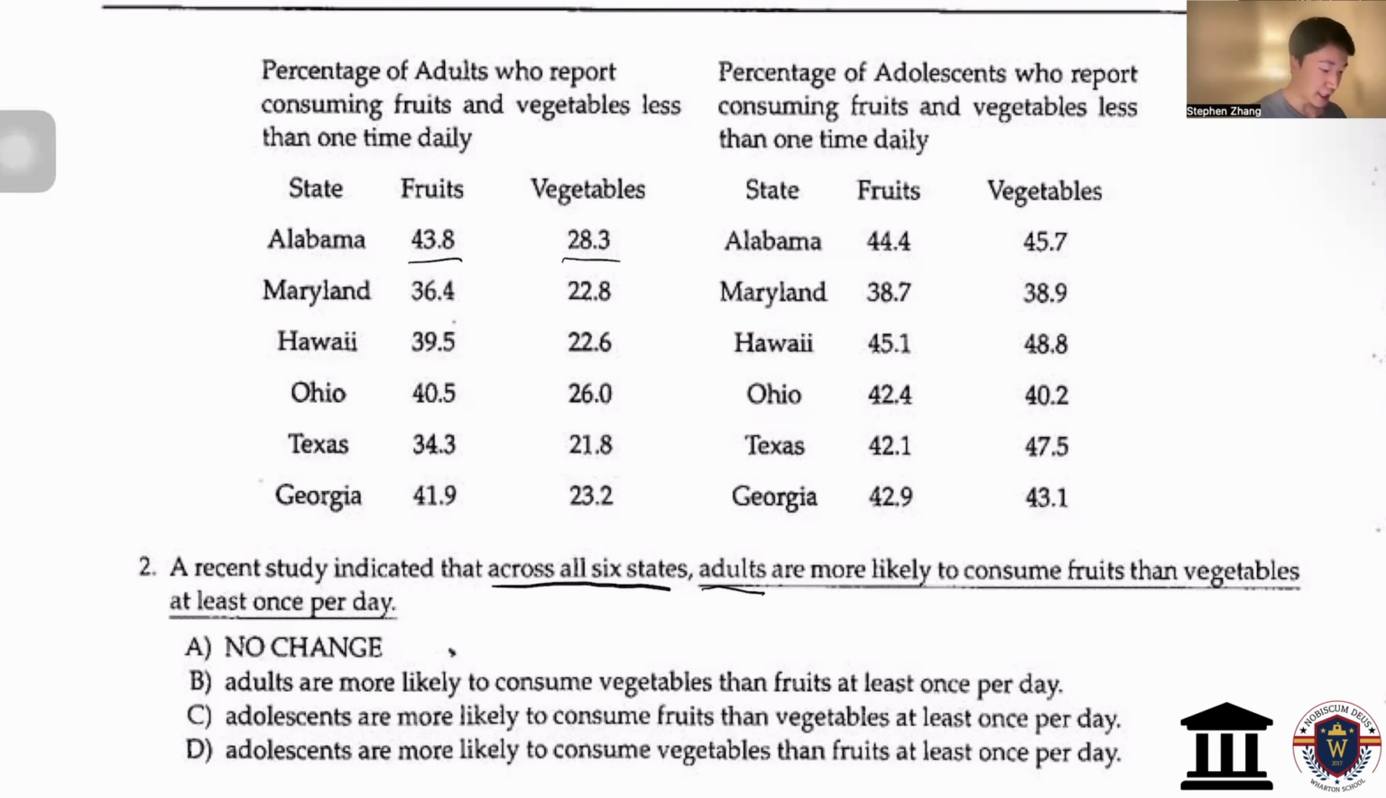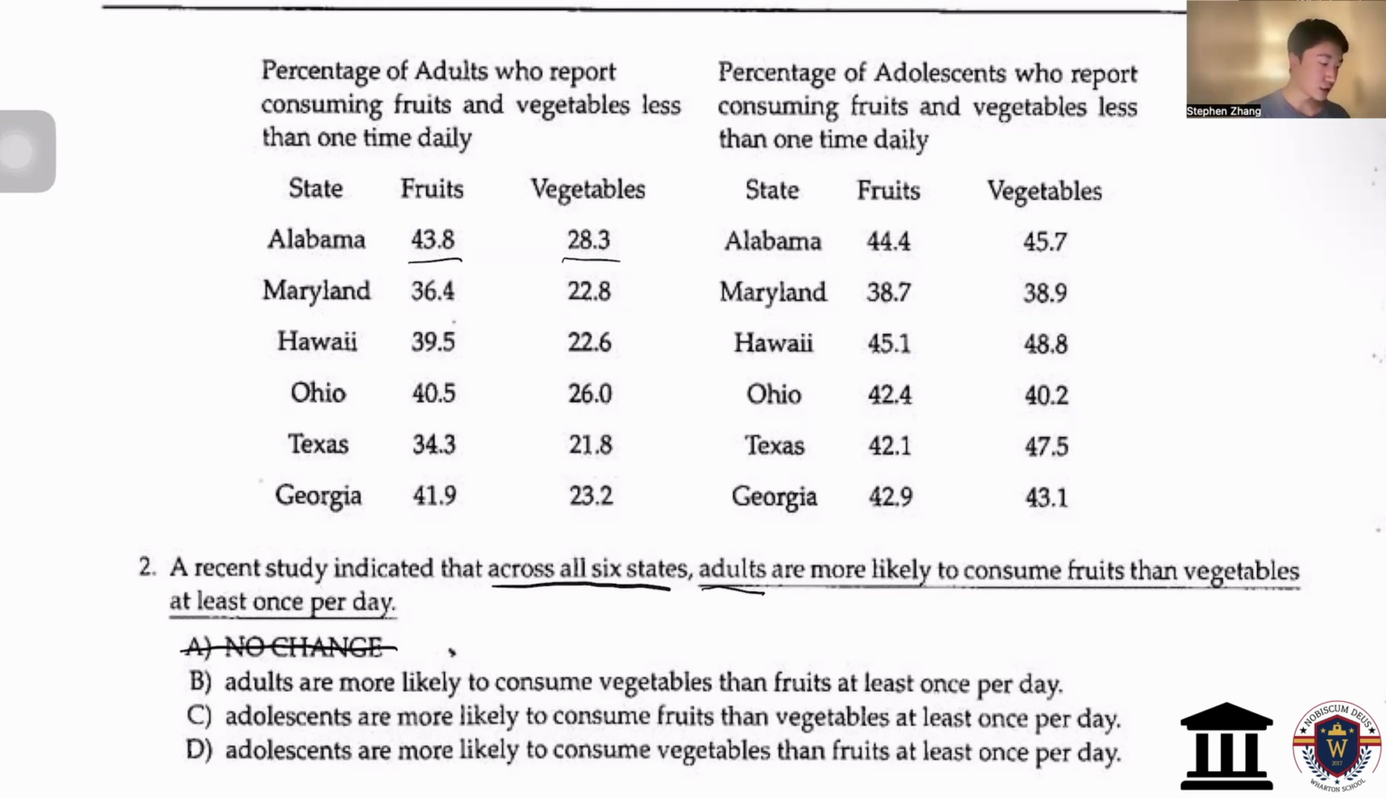For answer choice A to be correct across all 6 states, that means that in all the states, the fruits value should be lower than the vegetables value. Now, from a glance and from previous work that we just did, we can see that that's actually not the case. I have an example here: in Alabama, fruits is greater than vegetables. So we could say answer choice A is not correct.